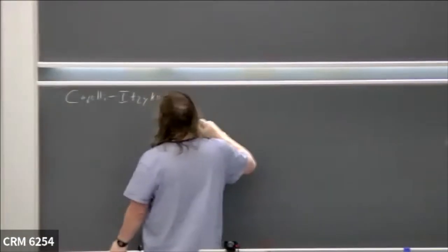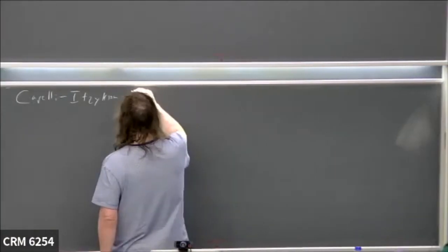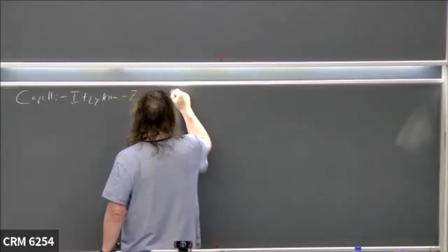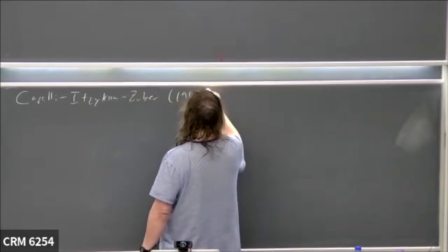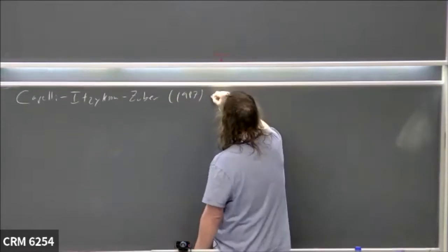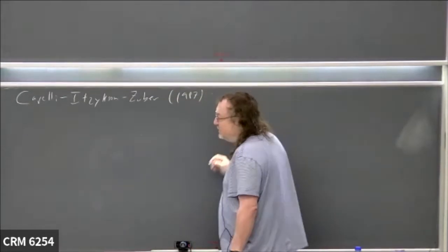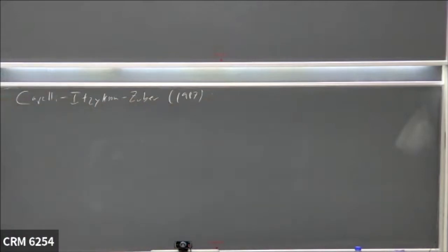No P's or L's, and Zuber, same thing. And this is in 1987 or so. And what they did is they looked at the module category classification for SU(2) level, for A1 level K. And so in particular, that includes, as a special case, this classification. They looked at it purely combinatorially.